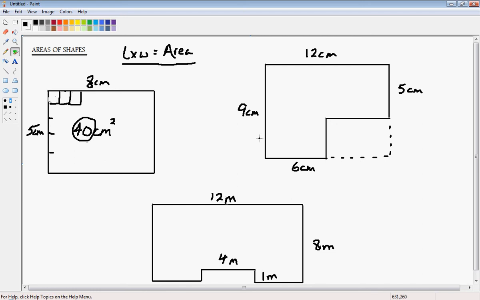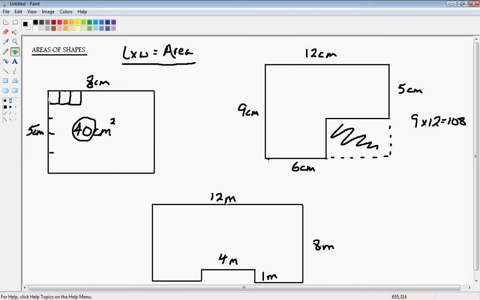Well, the widest dimension is the 12, and the widest dimension here is 9, so length times width, so that would be 9 times 12, so 9 times 12 gives me 108. So now all I've got to do is find out what this part is here, and then take it away.